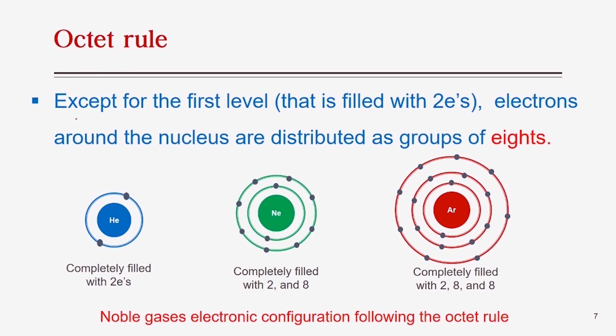The octet rule states that, except for the first level, electrons around the nucleus tend to reach the electronic configuration of the nearest noble gas by filling each level with groups of 8 electrons. Therefore, during a chemical reaction, atoms lose, gain, or share electrons to reach the 8 electrons surrounding the nucleus.